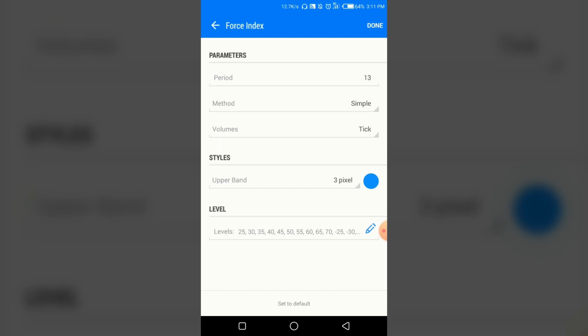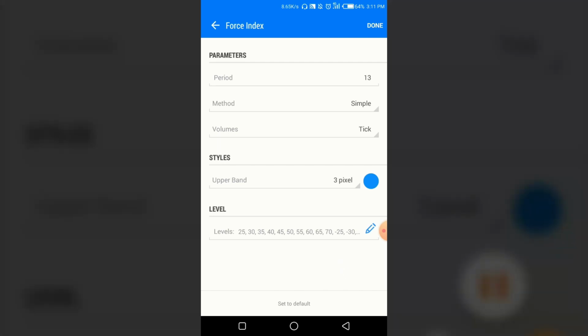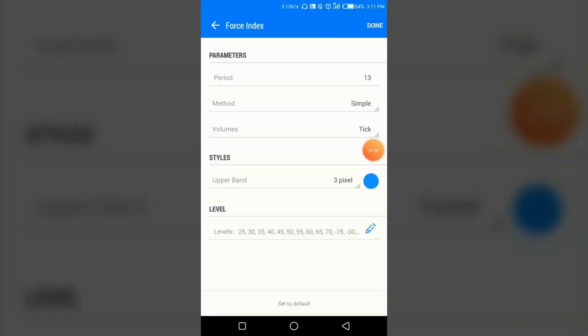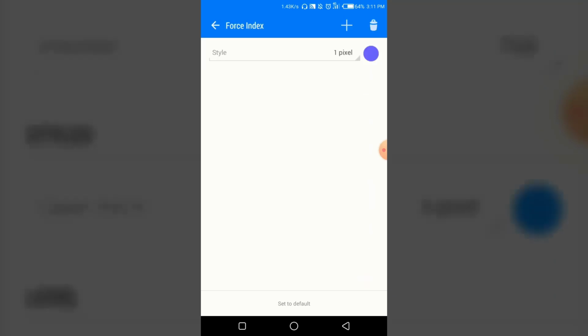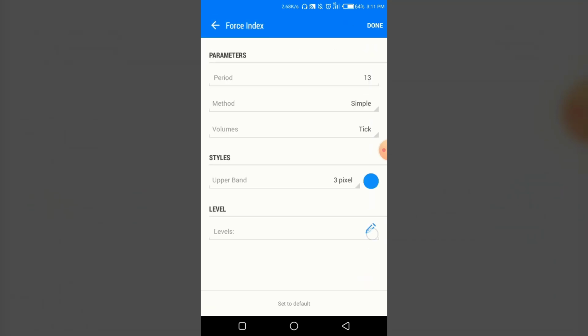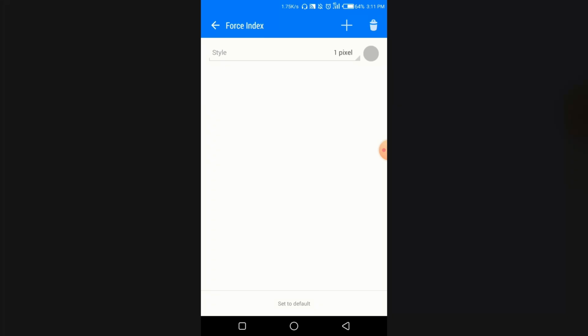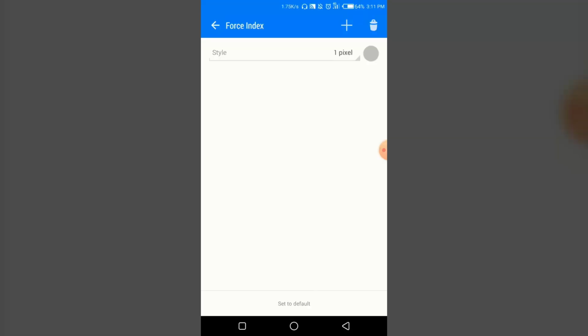The basic part of the Force index is in the levels. Go to levels here, click the levels. I had first set all of them, so I'm going to delete all of them to show you guys how to set. Go to levels here, click here. I think it's visible here, add this plus sign. Click that, it adds one level for us, with 0 and a description here. So we're going to click the plus sign 20 times.